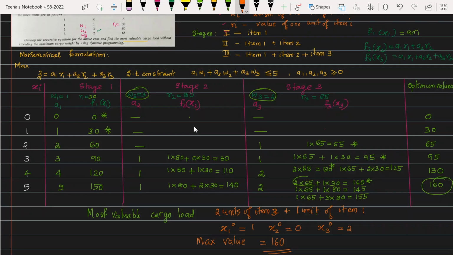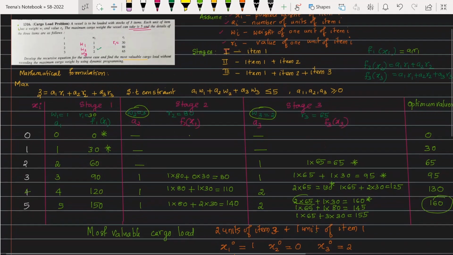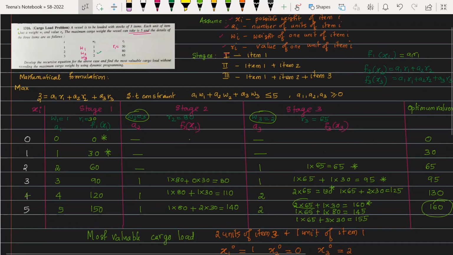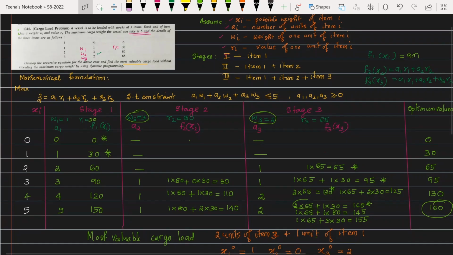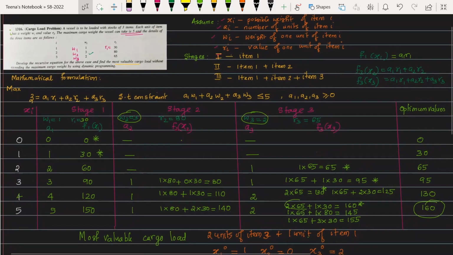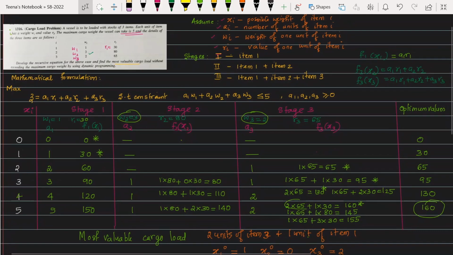I hope you understand this particular problem. In this particular question we are given just 3 items, which is why we had only 3 stages. If the question carries more items, say 4 or 5 items, then you have to extend this procedure to 5 stages. And here we have xi from 0 to 5, because the maximum cargo weight that we are given is 5.